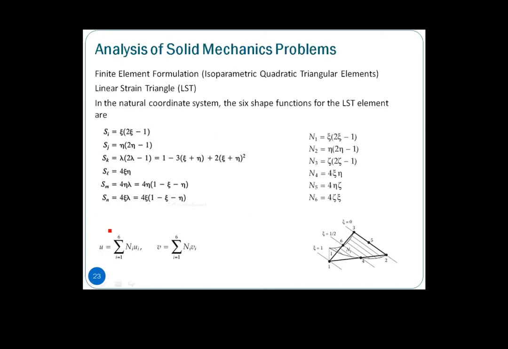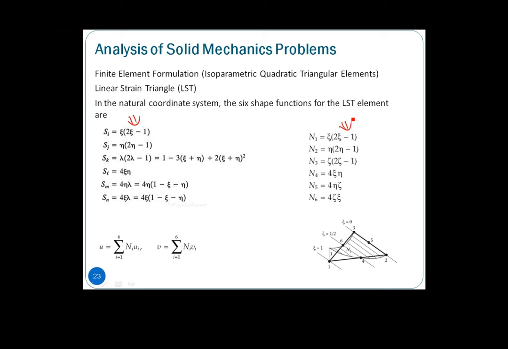Just remember you have 6 nodes, so 6 shape functions, in terms of its natural coordinates, that we have derived before, okay? If you see something similar like this, you can refer back to what we derived in terms of psi, eta, and lambda. Or in terms of psi and eta itself, it can be simplified as you have seen here or here, N1 to N6.